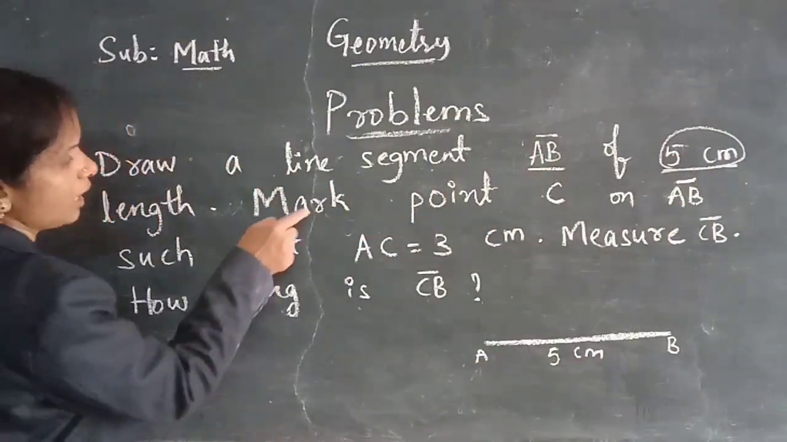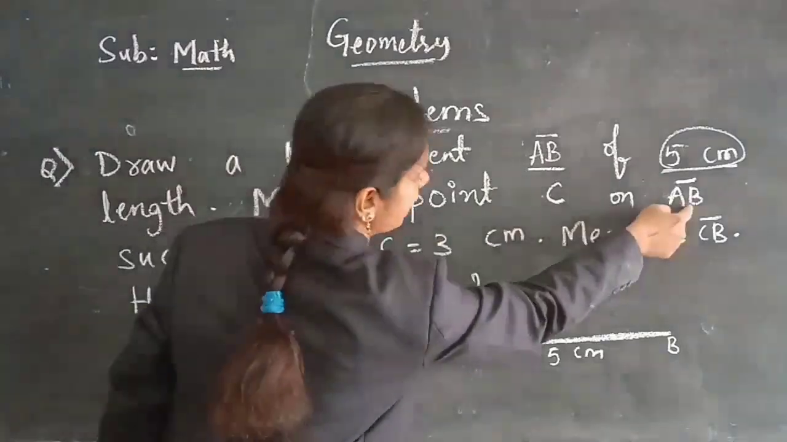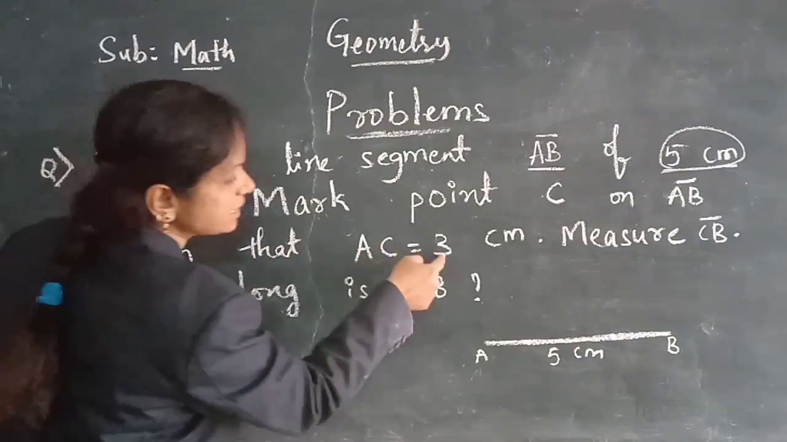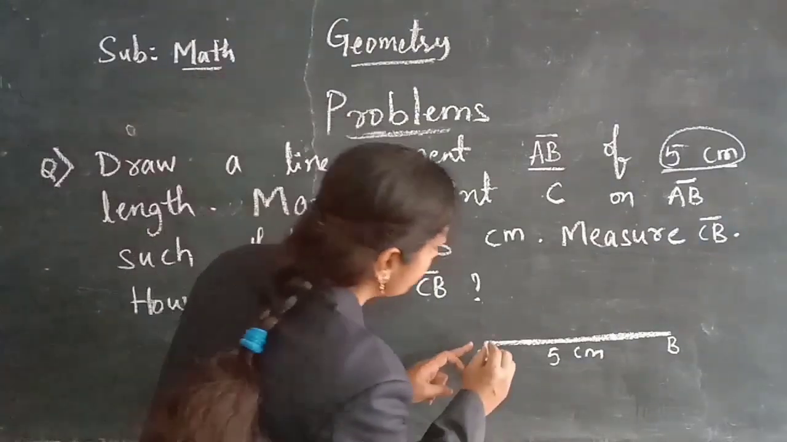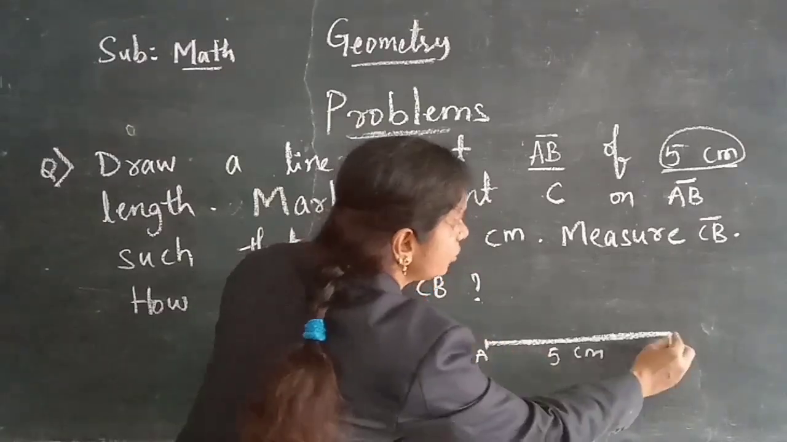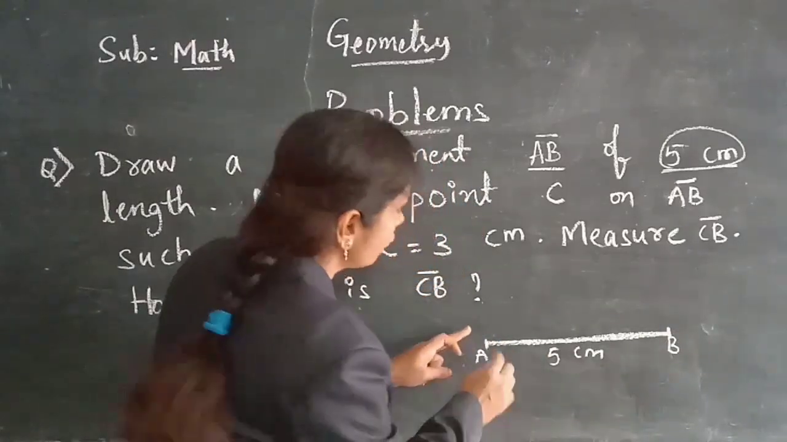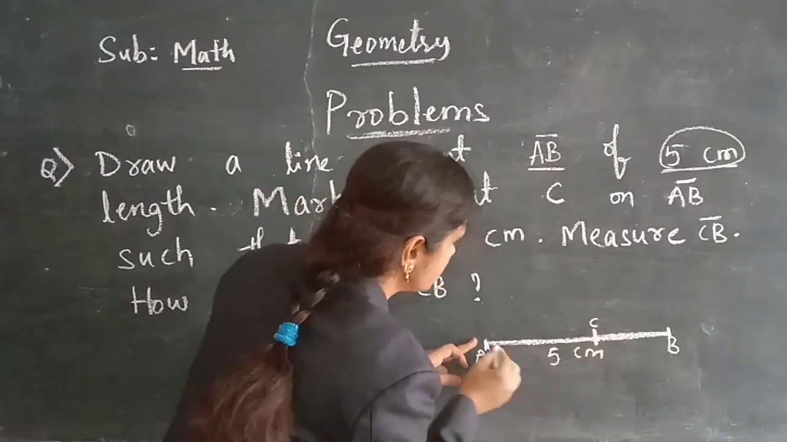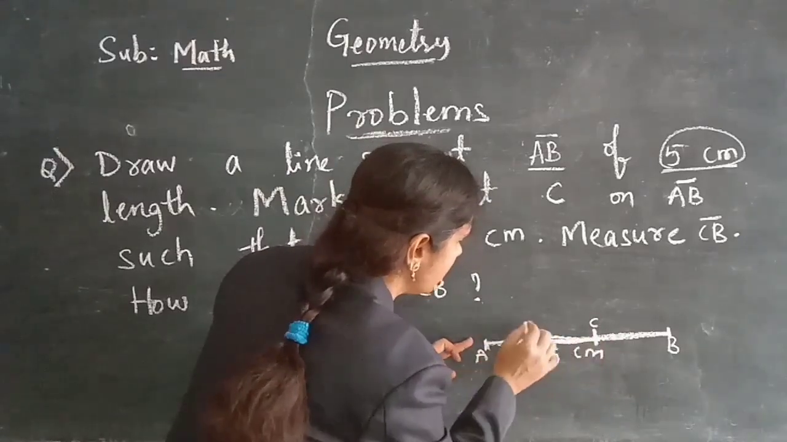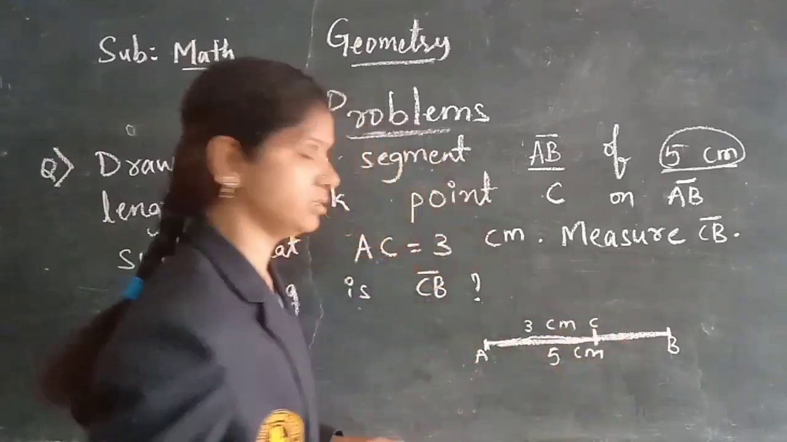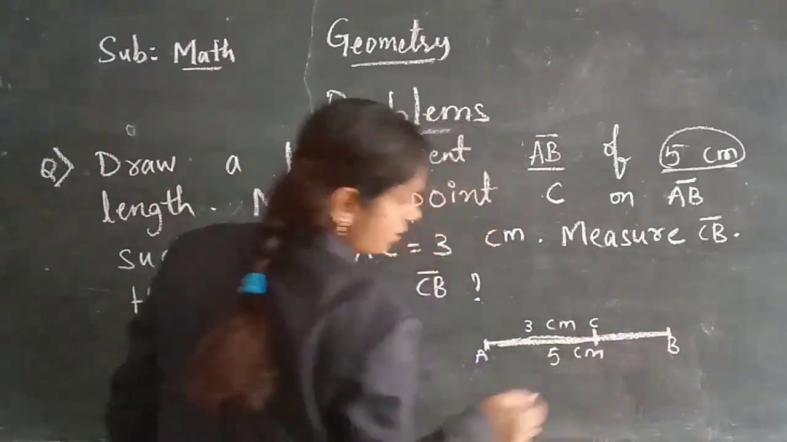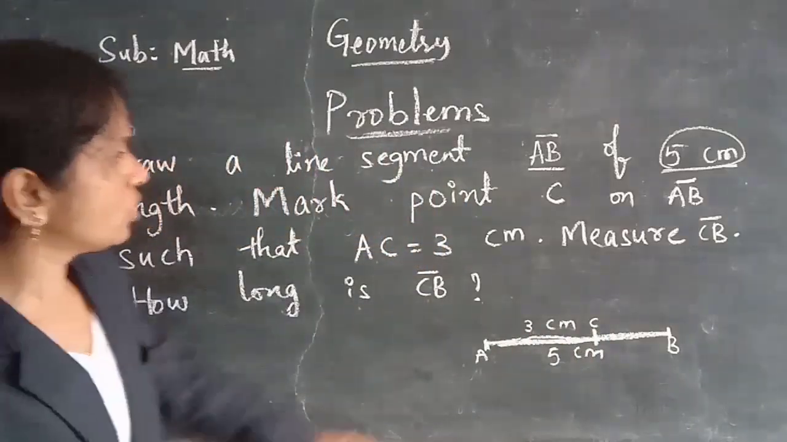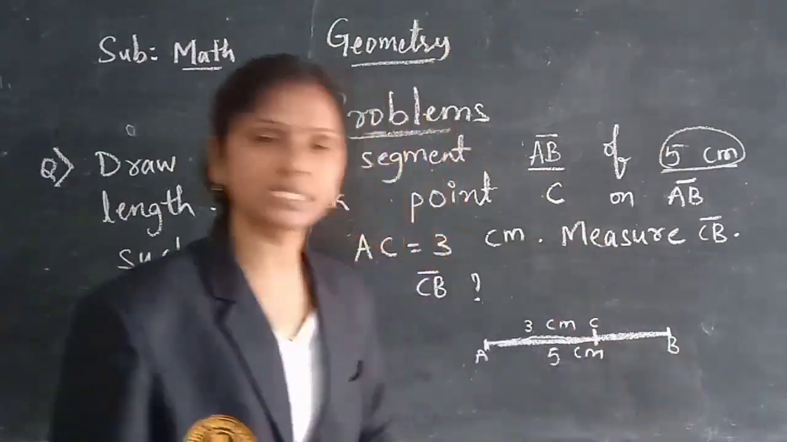Coming to the next part, mark point C on AB such that AC is equal to 3 centimeters. From here to here the total is 5 centimeters, so from here I should mark one point which is 3 centimeters away. C. So this AC I am taking as 3 centimeters. Total AB length is 5 centimeters, and AC length is given as 3 centimeters. So to measure CB, the remaining part is CB only.